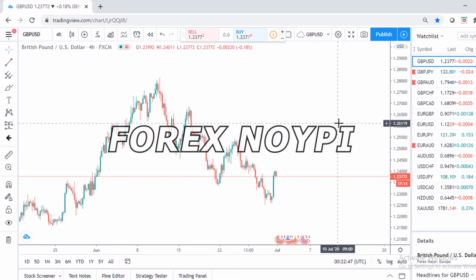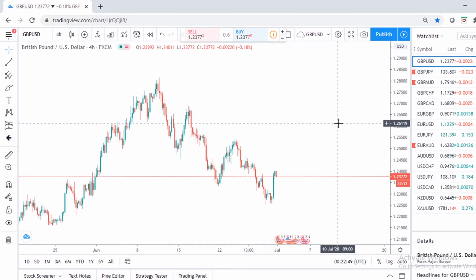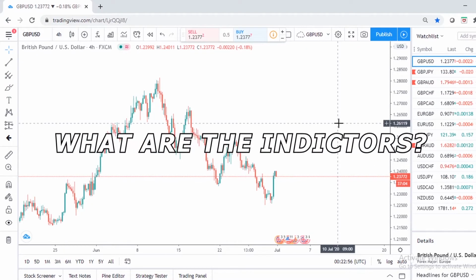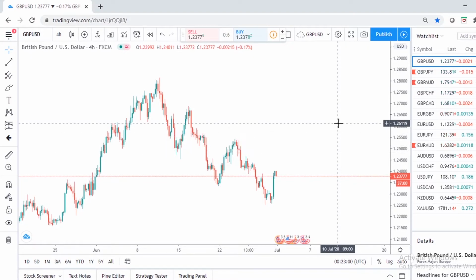So guys, today ang ituturo ko sa inyo is how to put indicators on your chart and what are the indicators and what is it usually used for. And at the same time, isi-share ko din kung ano yung mga ginagamit kong indicators that helps me with my Forex trading. So, let's start.